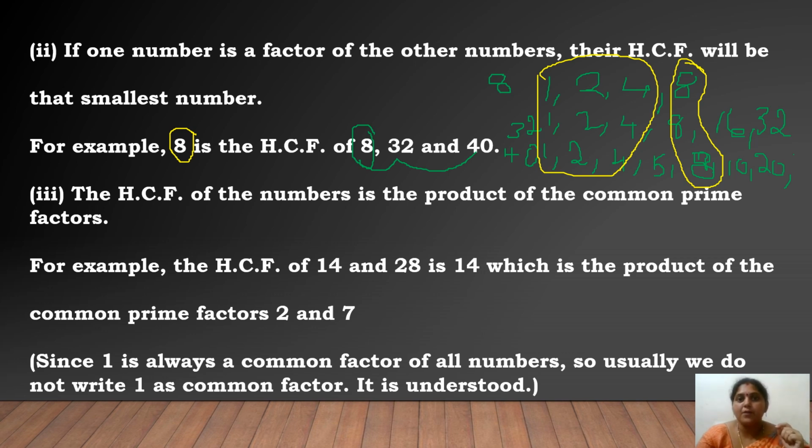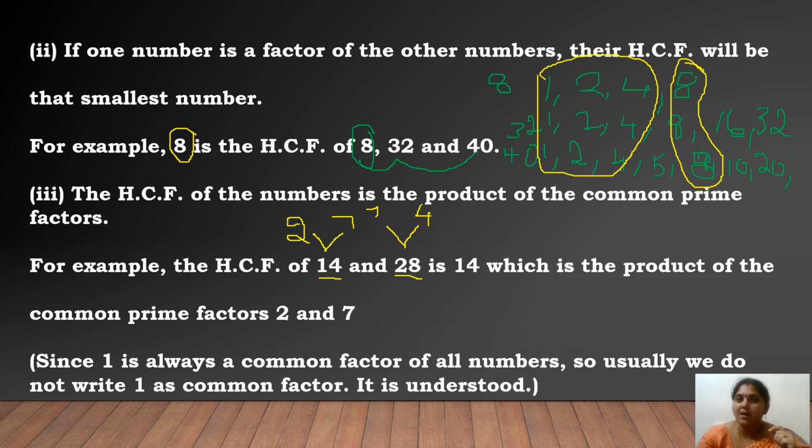The HCF of the numbers is the product of the common prime factors. Means, for example, here I have taken the numbers 14 and 28. So, this 14 can be written in two tables. What is the two tables? 2 into 7. Right? Again, this 28 can be taken in which table? 7 fours are 28. Right? Now, how will you find your common numbers here?